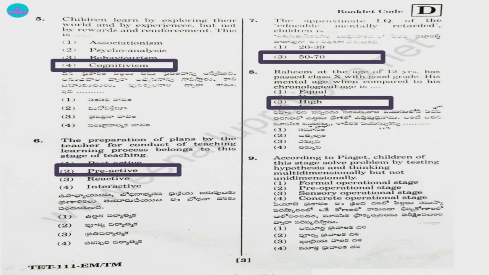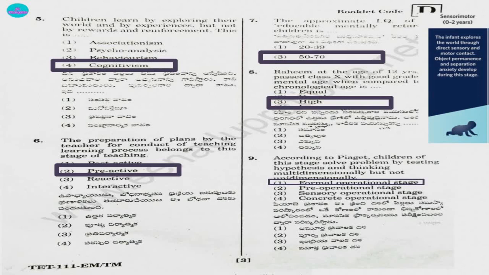Question number 9. According to Piaget, children of this stage solve problems by testing hypotheses and thinking multidimensionally but not unidimensionally. So in which stage do they solve problems by testing hypotheses and thinking multidimensionally, that is in different ways, rather than unidimensionally, that is a single way? Option 1, formal operational, 2, pre-operational stage, 3, sensory operational stage, 4, concrete operational stage.